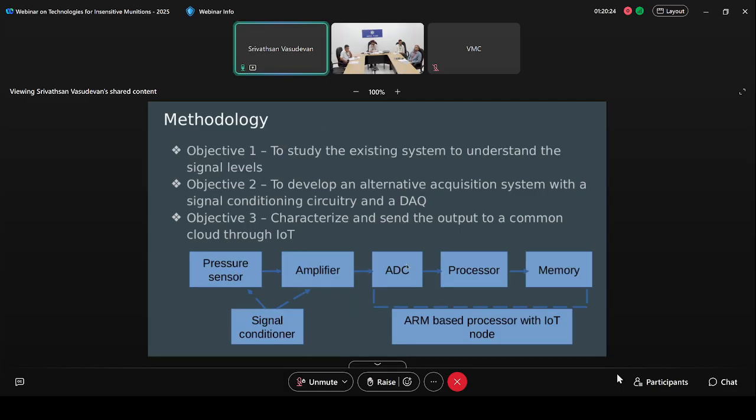So this entire three portion of the block diagram will be part of an ARM based processor with an IoT node. Next comes objective 3, where we'll have to characterize the signals, send the output to a common cloud, and later do analysis, trying to understand from the signals what exactly the blast wave looks like.